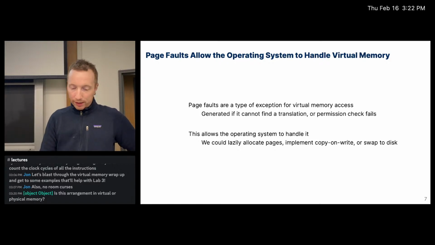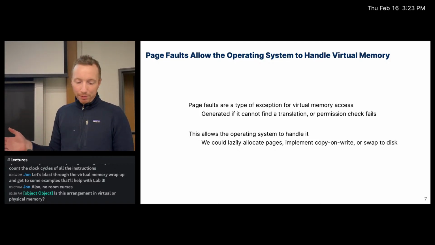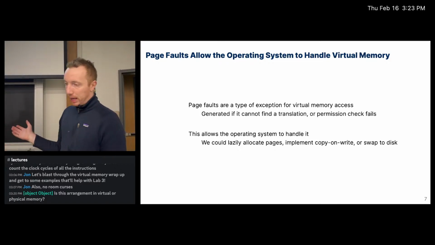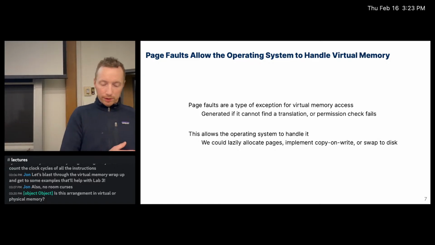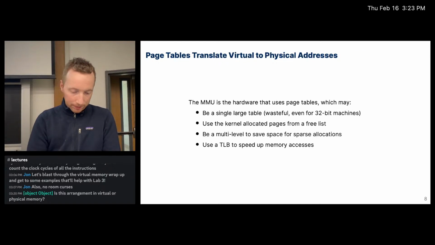So other things: page faults can allow the operating system to handle virtual memory. We've been talking about them. They're a type of exception that happens for virtual memory accesses, generated if you can't translate or if a permission check fails, and the operating system can handle it. Because the operating system handles this, it could do some tricky stuff like implement copy on write, or swap pages to disk and swap them back, which we'll go into in more detail as the course goes on. But the kernel doesn't have to forward a page fault to your process as a seg fault. It could handle that if it wants to do something more interesting.